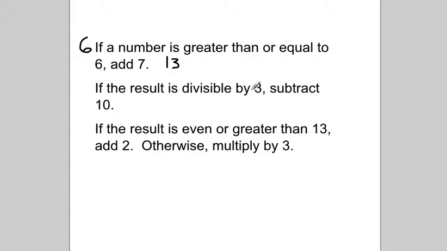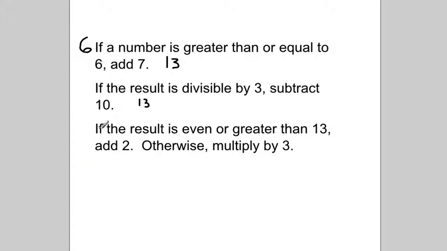Well, 13 is not divisible by 3 evenly, so what are we going to do? Well, it doesn't give us instructions if that's not the case, so we don't do anything. So our temporary output in this case doesn't change from the input. It just passes directly through this without any change. So now 13 is the output of this, so 13 comes here.